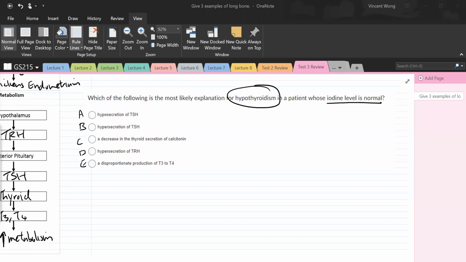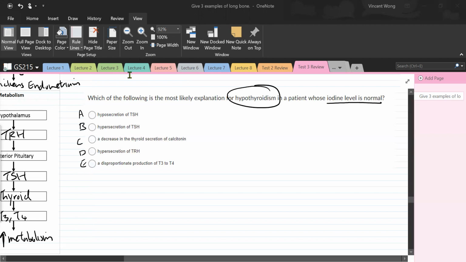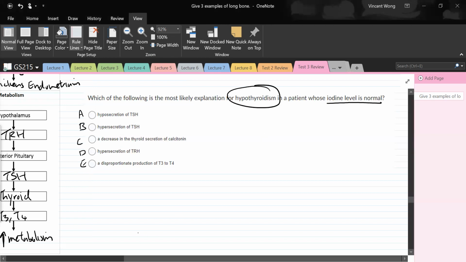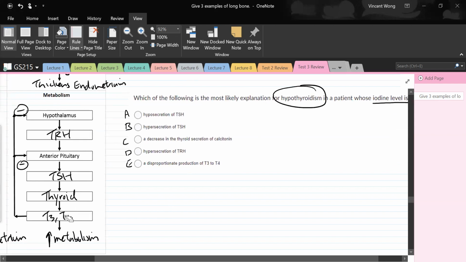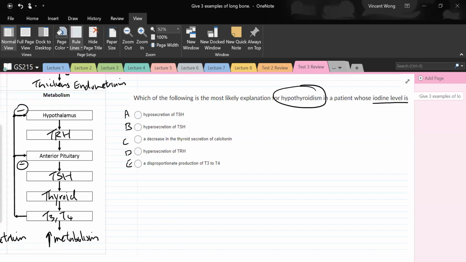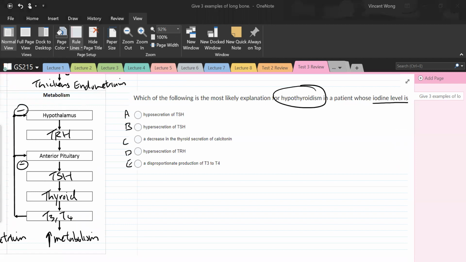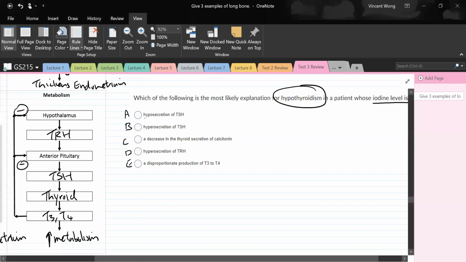We're supposed to only choose one answer here. So normally, look over here, to have T3, T4, I need to have TRH and TSH, right? So here it says hyposecretion of TSH. What does hyposecretion mean? Hypo means low, right? So in other words, this means low TSH. So if you have low TSH, then you're gonna have low T3, T4, right? Okay, that's the answer.